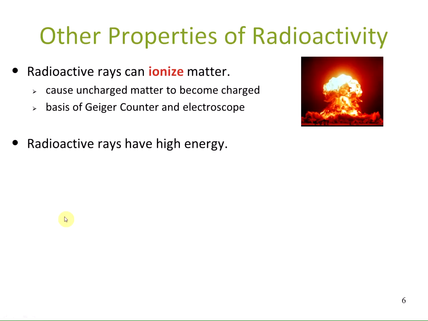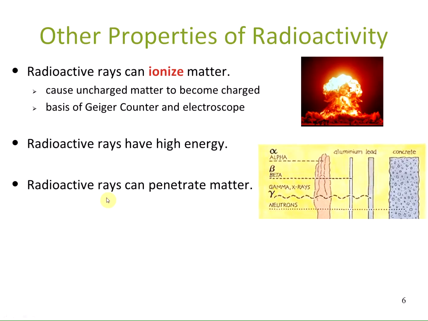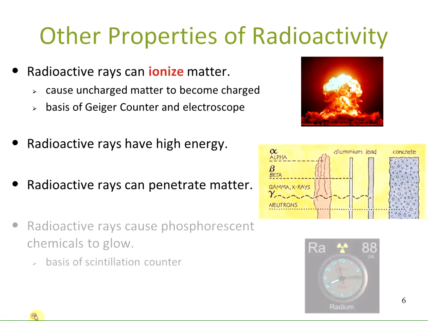Radioactive rays have high energy, and radioactive rays can penetrate matter. So an alpha ray can only penetrate to the skin, so it can be stopped by skin. And a beta ray, beta radiation, can be stopped by aluminum. Gamma rays or X-rays can be stopped by lead, and the neutrons need very thick concrete to stop the neutrons.